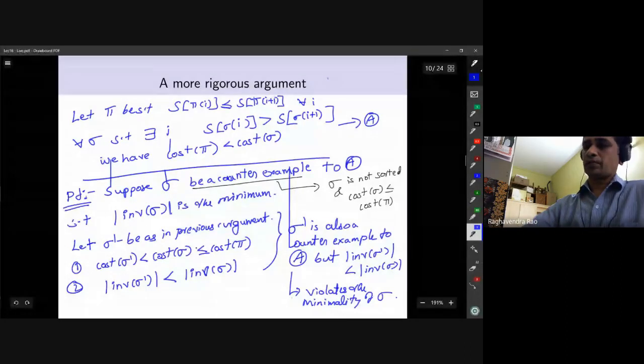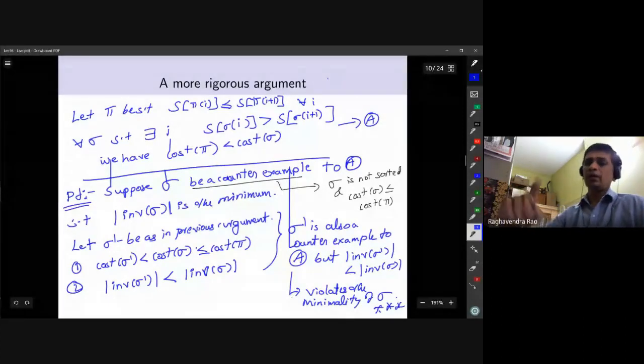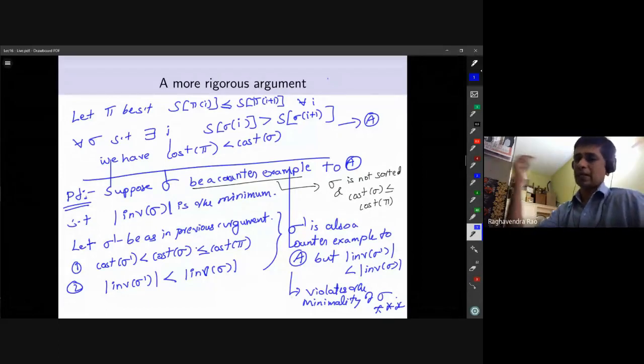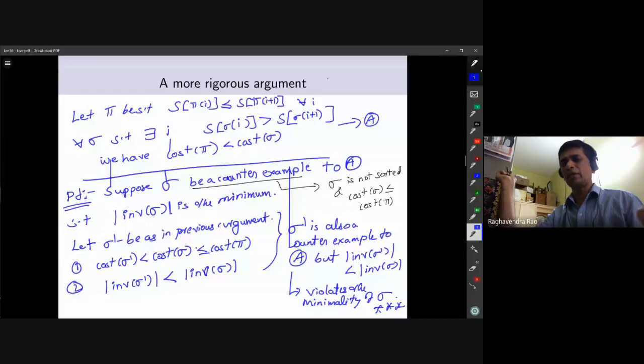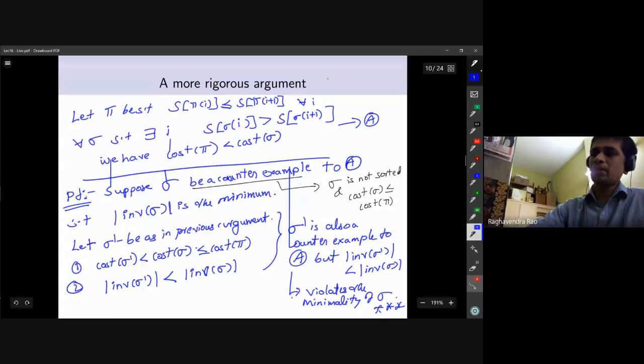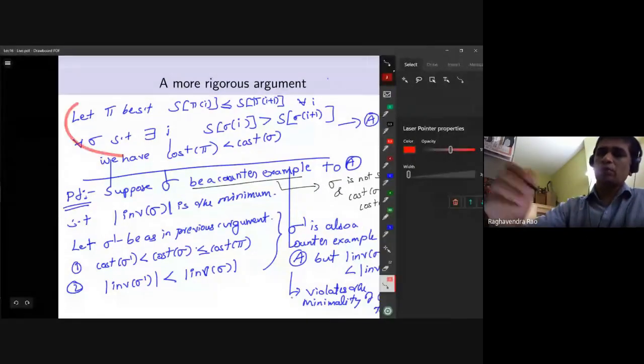So it's a contradiction. So hence our assumption that the statement is false, that is there is a counterexample, is incorrect. Okay, it's basically the same argument that we did, but we are making it completely rigorous. Now this is a proof by contradiction. Okay, so you have a statement here. We have proven it by contradiction.